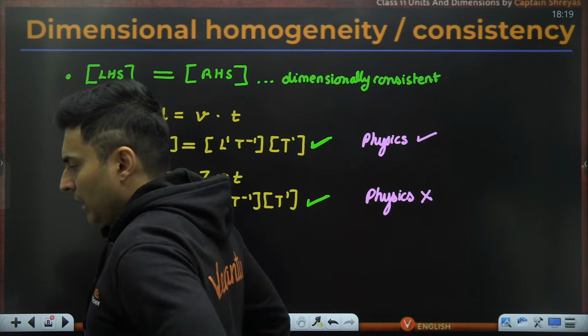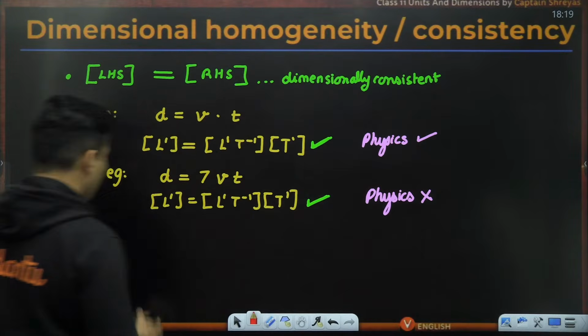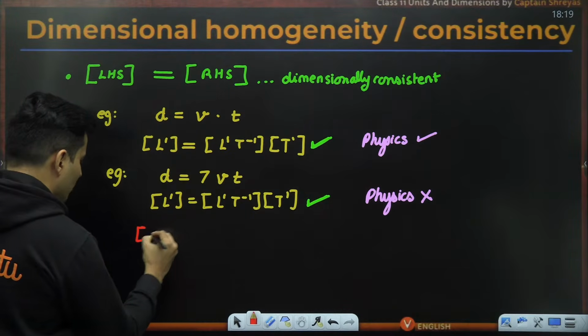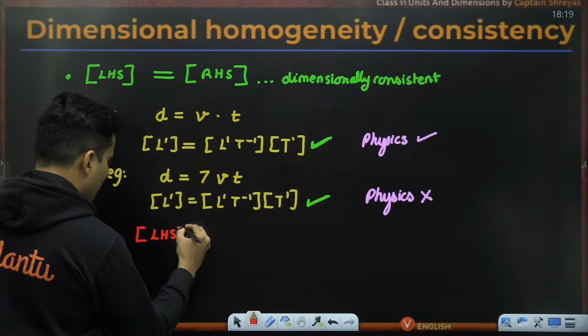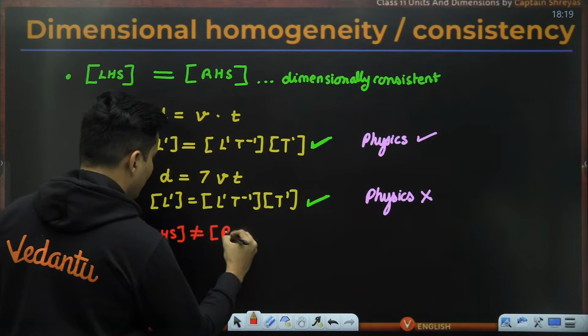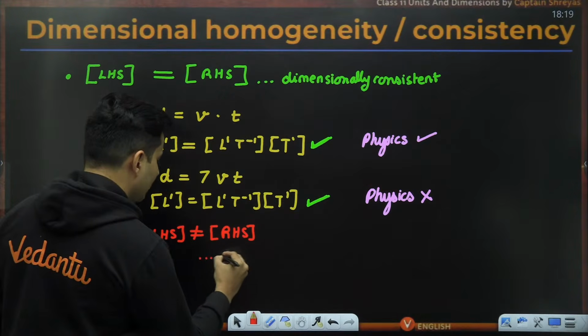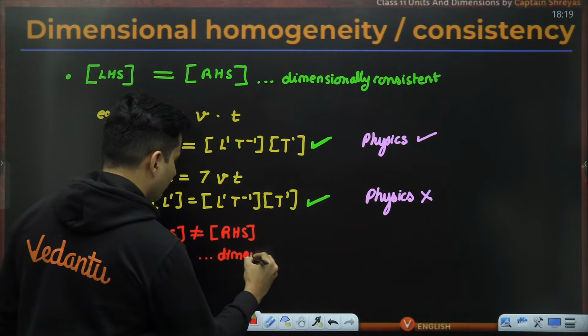Right, everyone? But imagine if it so happens that the dimensions of LHS are not equal to the dimensions of RHS, then it is said to be dimensionally inconsistent.